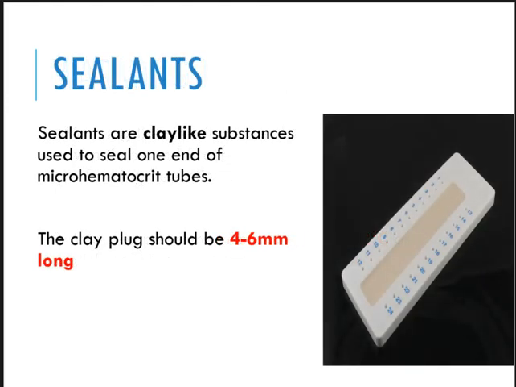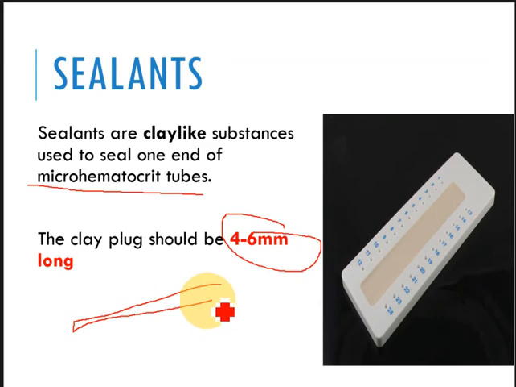Now next we have our sealant. So this is for our capillary instrument. Now, sealants are clay-like substances used to seal one end of your microhematocrit tubes. So, please take note, the clay plug should be 4 to 6 millimeters long. So we have here our microhematocrit tubes. So more or less this is how much clay or sealant.